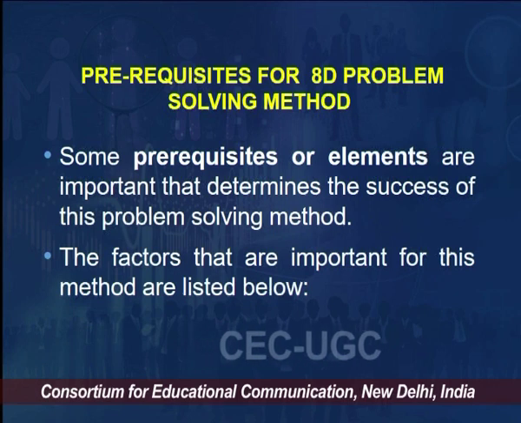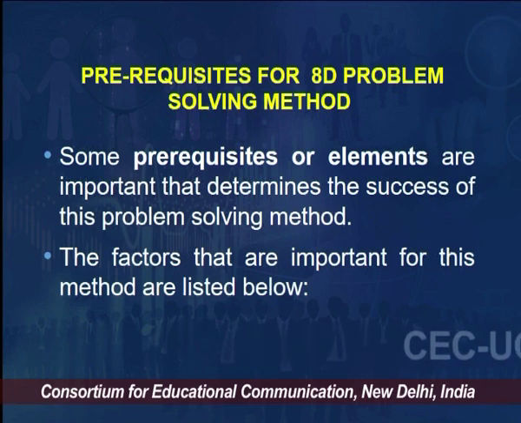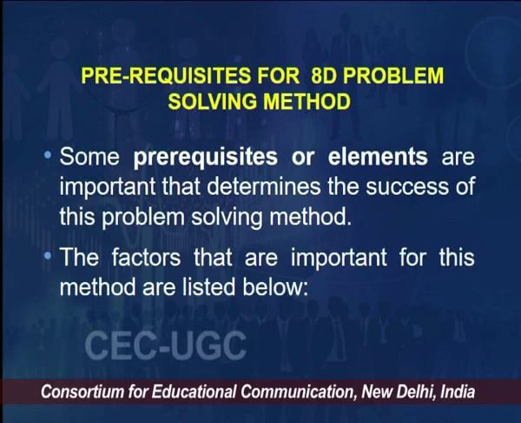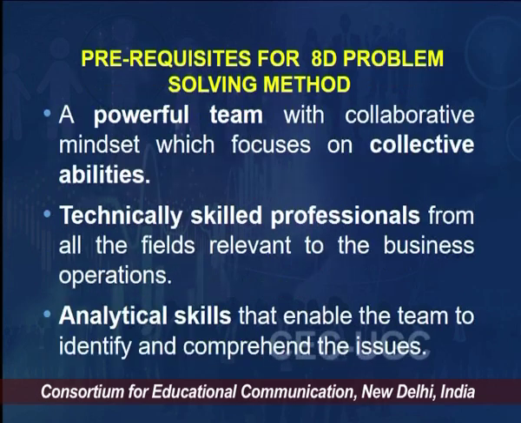Some prerequisites or elements are important, as they determine the success of this problem solving method. The factors that are important for this method are listed below. Number 1, a powerful team with a collaborative mindset which focuses on collective abilities. Number 2, technically skilled professionals from all the fields relevant to the business operations. Number 3 is analytical skills that enable the team to identify and comprehend the issues. I will discuss these 3 points first and then we will proceed further with the other points.